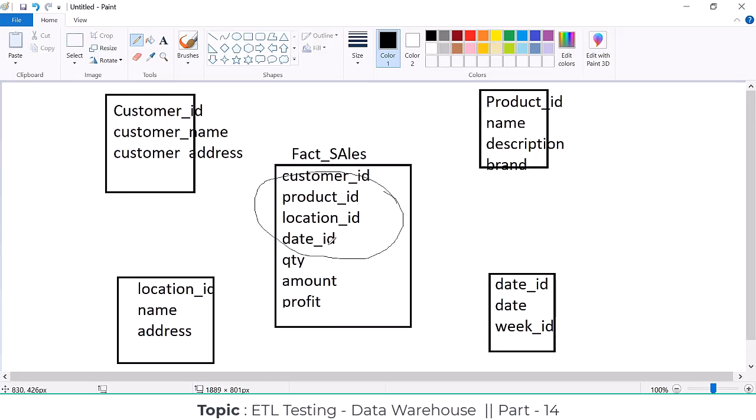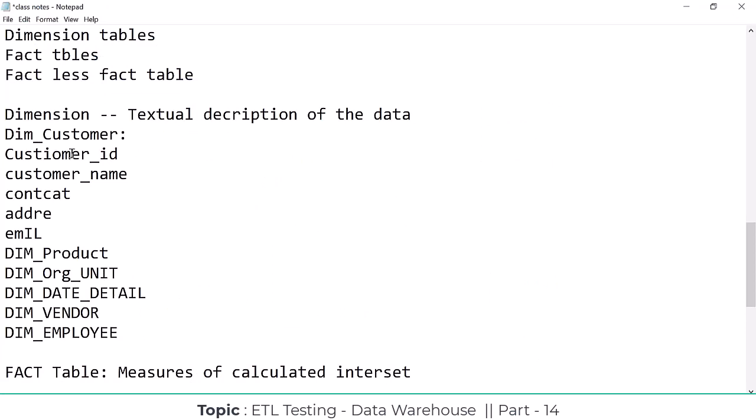You can do the aggregations in the fact table, but we can't do the aggregation on the dimension table, because the dimension table is all textual description of the data. We can't do any summation or aggregation in the dimension tables. Clear, guys? Any doubts on the dimension table and fact table?